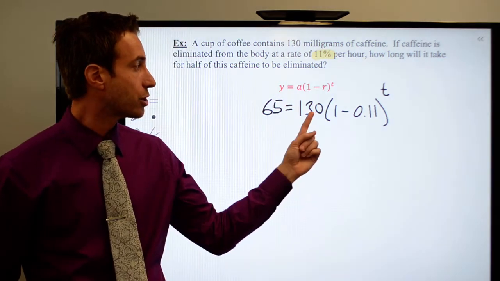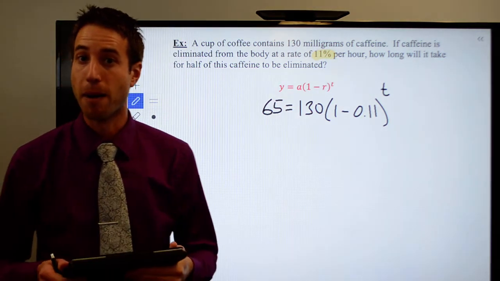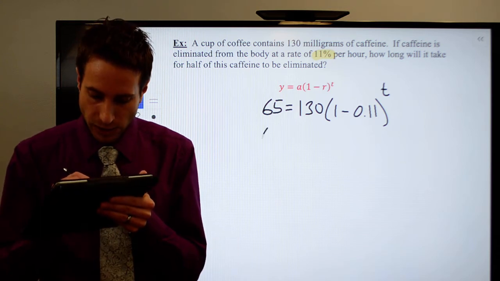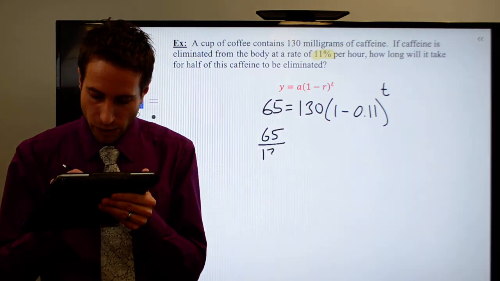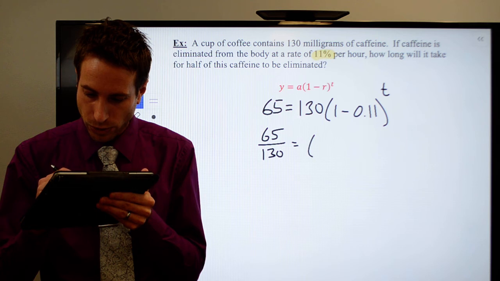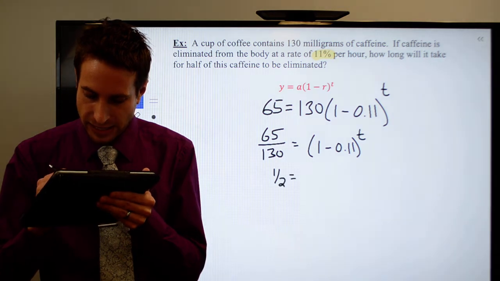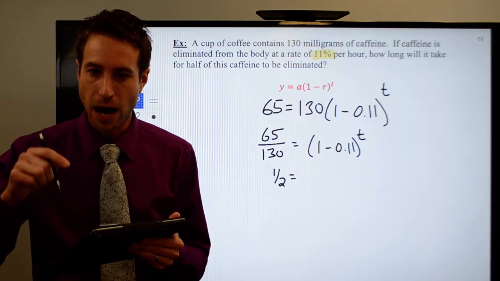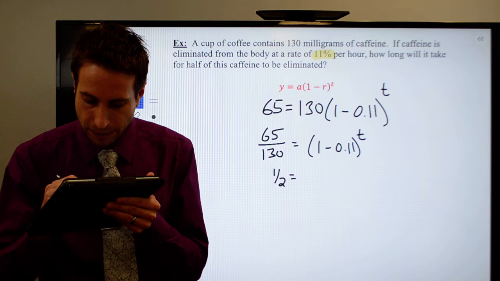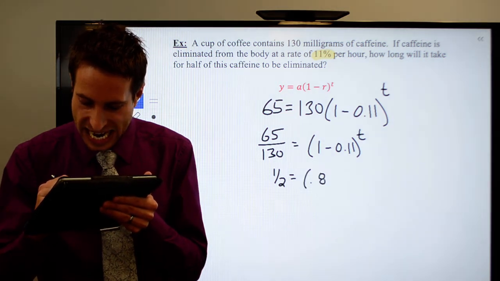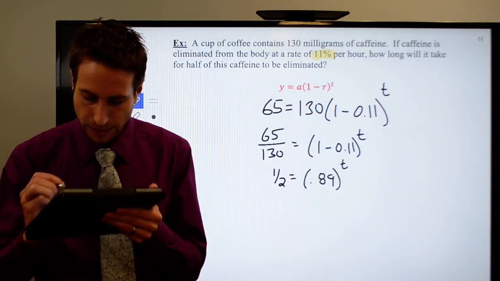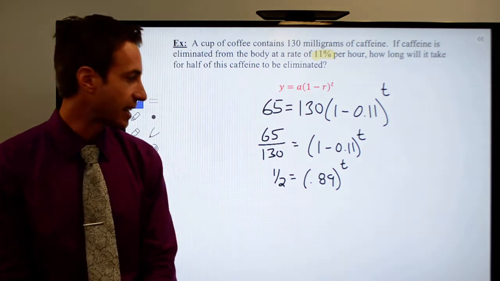All right, so what we're going to do is divide both sides by 130. So 65 divided by 130 is equal to 1 minus 0.11 to the t, which means I get 1/2 is equal to 1 minus 0.11, which is 0.89 to the t.